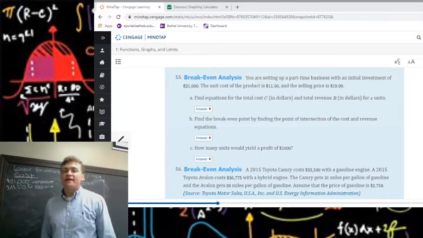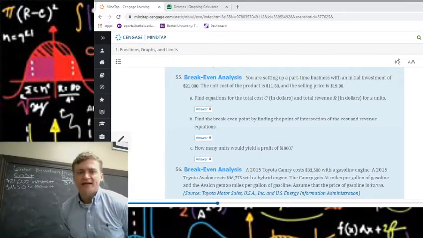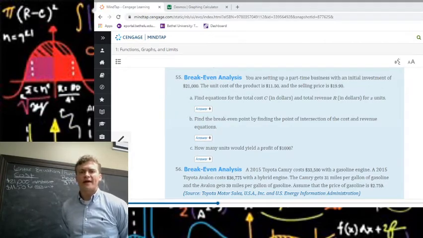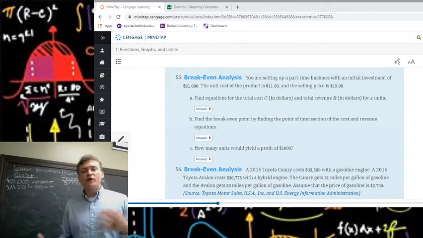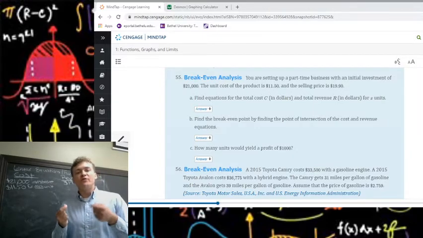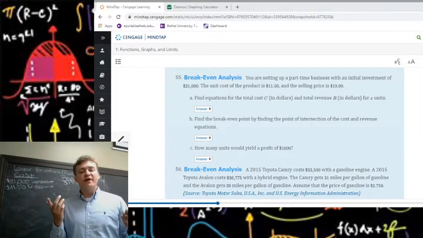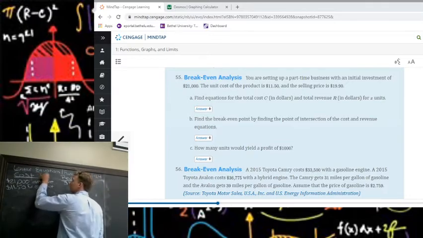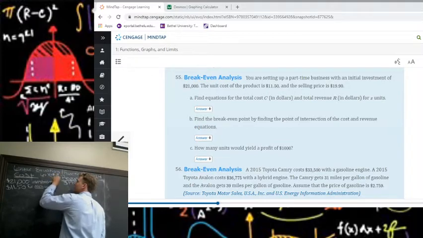So we're going to sell it for $19.90. It says here, find equations for the total cost and the total revenue for X units. Again, we said before that we don't know how many units we're working with. If you don't know a number, use a variable. So X units. We're going to let X equal the number of units.